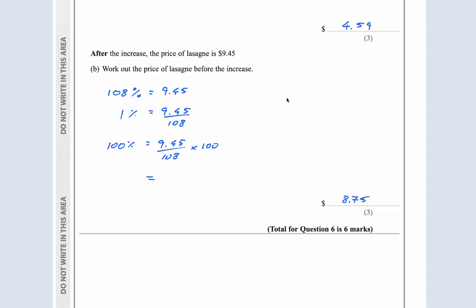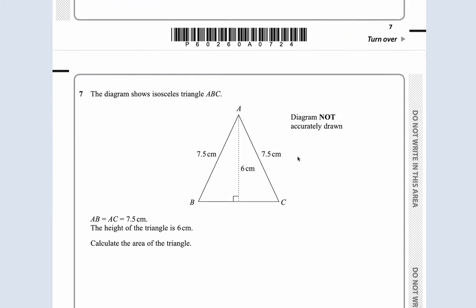8.75. The other way to do it, which I prefer, guys, is x something times 1.08 is 9.45. What is the something? So it's 9.45 divided by 1.08, and this is the same answer. It's 8.75. Okay, question 7.